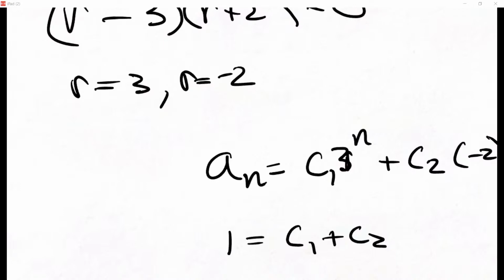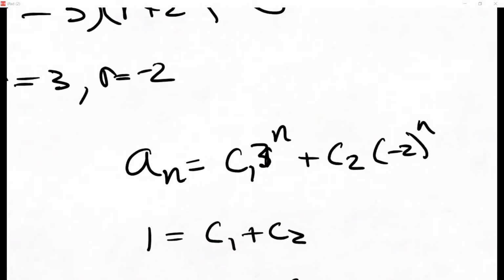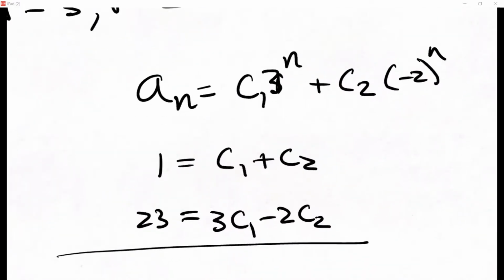So that's A sub 0. A sub 0 is 1. And when you plug 0 into this, you get C1 times 1 and C2 times 1. And then A sub 1 was 23. And that gave me 1. So 3 to the first is 3. -2 to the first is -2. So that gave me this.